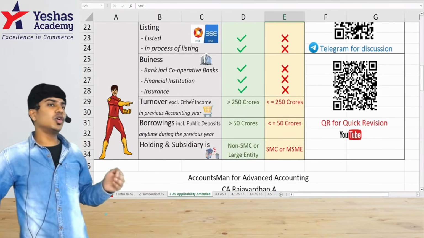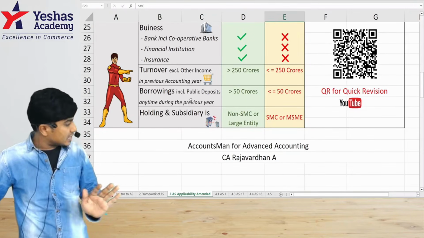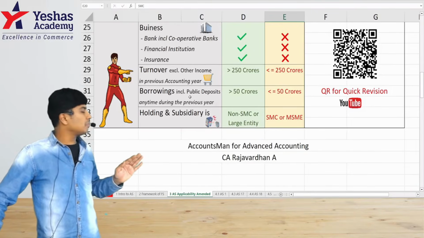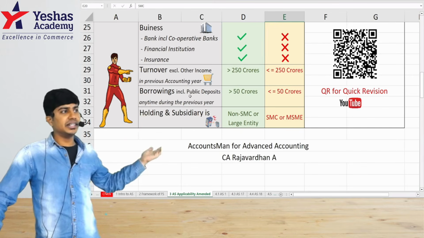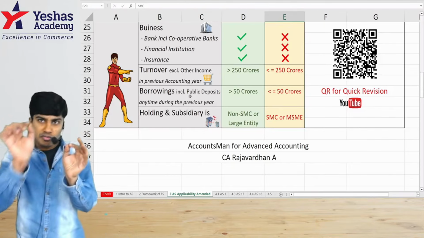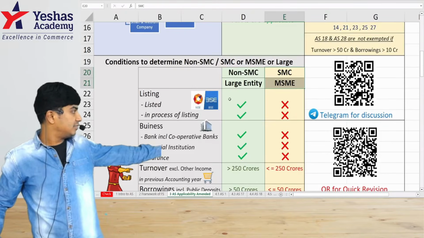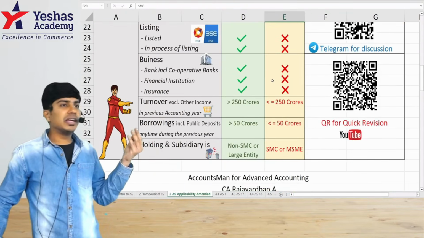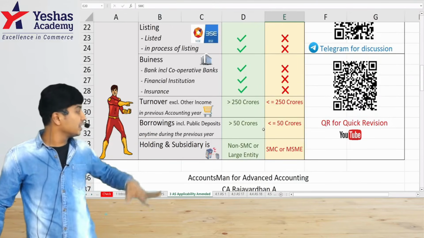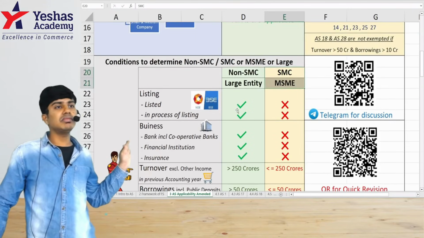If your turnover is 250 or less, your borrowings are 50 or less, and you and your entire group, holding, subsidiary, everyone together, none of them are non-SMC, none of them are a large entity, then you remain an SMC and MSME. Are you getting it? Even if one of the conditions falls in the large entity category, you become a large entity. For example, you are listed, but you are not doing banking, financial institution or insurance business, your turnover is less than 250, your borrowing is less than 50, none of your group companies are large entities, but still the moment you are listed, you become a large entity.